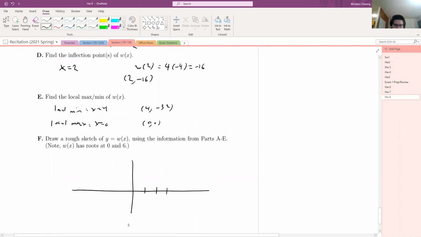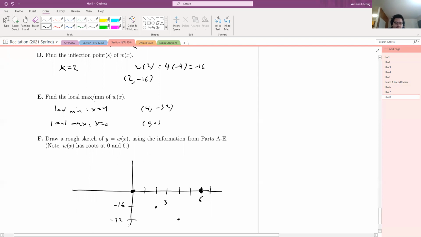Okay, so now 1, 2, 3, 4, 5, 6. Maybe I'll put another one. 6 there, 3. And what I'm going to need to do is put -32 somewhere. And let's put -16 halfway. Oops, that's a little bit too spread out. -16. Right, so 0, 0 is a point on the graph, and 6, 0 is a point on the graph as well. Those are the roots of this polynomial. Then we've also got 4 comma -32, which is about there. And we've got 2 comma -16, which is about there.